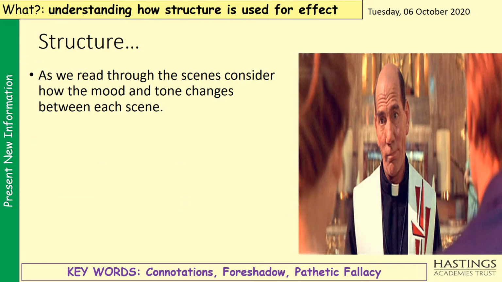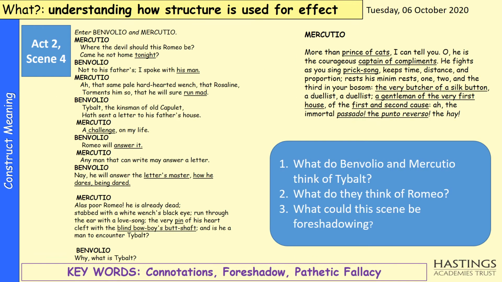As we read through these scenes, I want you to consider how the mood and the tone changes between each scene. What kind of atmosphere is created in each scene? This is the very beginning of Act 2, Scene 4. This is just the extract that we are going to read from this scene. We don't need to read the whole thing, but there are some important lines in this part. So let's start reading. We are on a street in Verona.